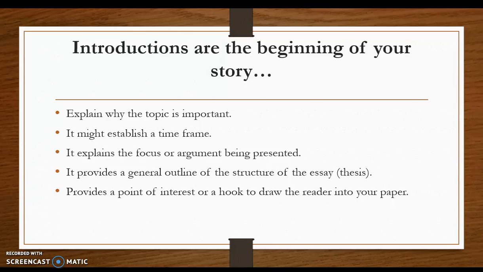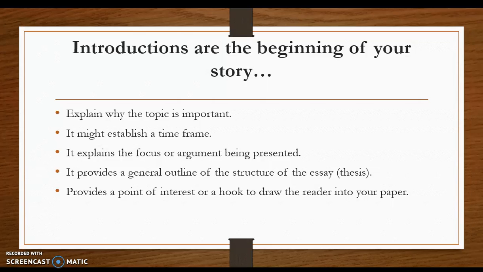So let's look at this. You're going to explain why the topic is important in your introduction. Sometimes there will be a time frame that's covered. For example, if you're arguing history, you might use a specific time in history in your introduction. Sometimes it might be a vague time frame to give a sense of time, like the past decade or something of that nature. So the introduction also explains the focus or argument being presented.